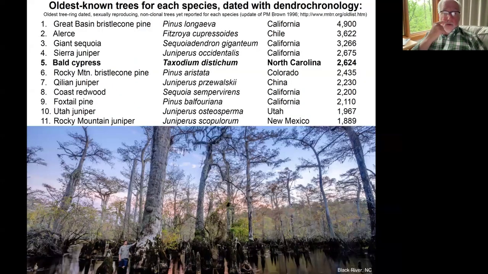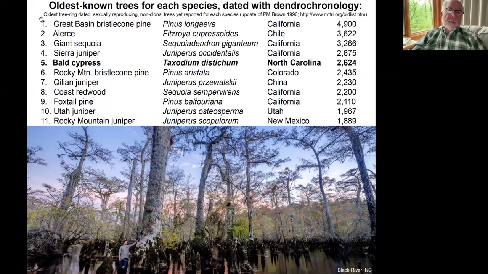So here's the record for the oldest known living trees on Earth. These are the oldest tree ring dated, sexually reproducing, non-clonal trees for each species yet found. And of course, leading the way is Great Basin bristlecone pine, Pinus longaeva, 4,900; Alerce, Fitzroya cupressoides, in Chile, 3,600; giant sequoia, 3,200; Sierra juniper, 2,600; bald cypress, Taxodium distichum, 2,624. It's now 2,632 because the tree's still alive and still going.